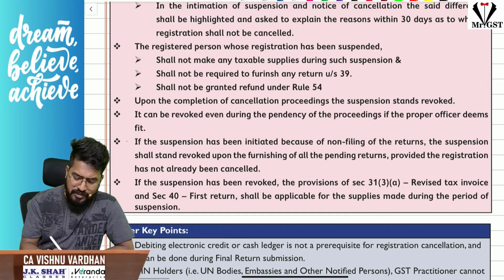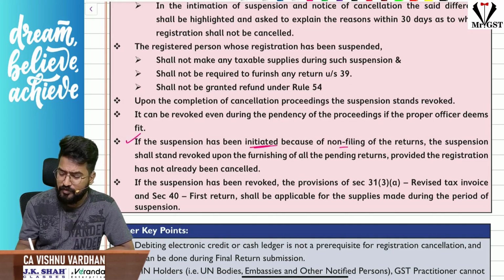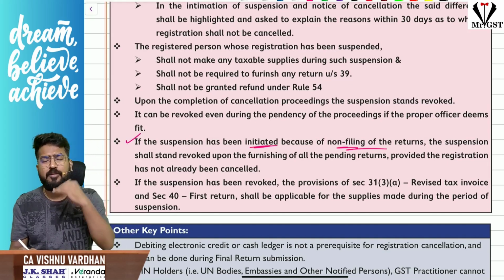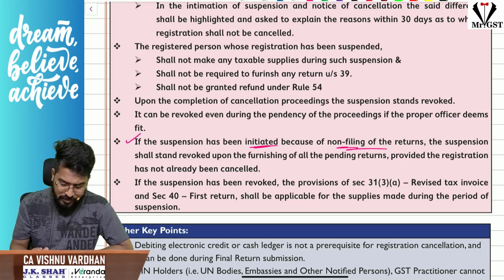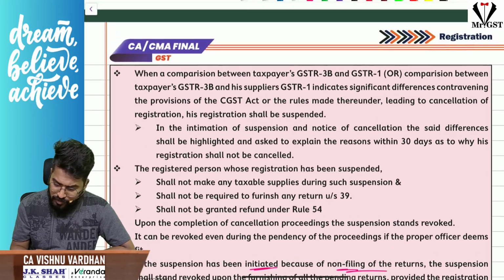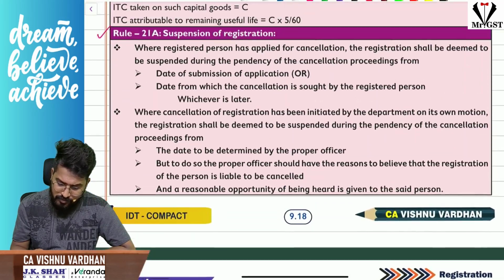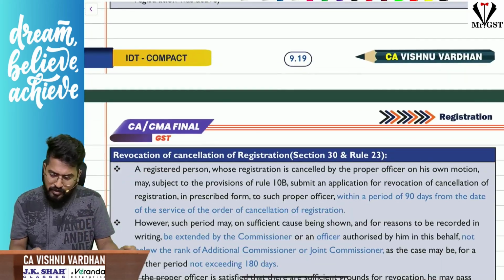Suppose your suspension or cancellation is initiated because of not filing the returns. Once you file all the pending returns, suspension will automatically be revoked. That is another point. Next, I think I have discussed all the points here. So that is with respect to suspension, and there are other small points, you can just go through that.